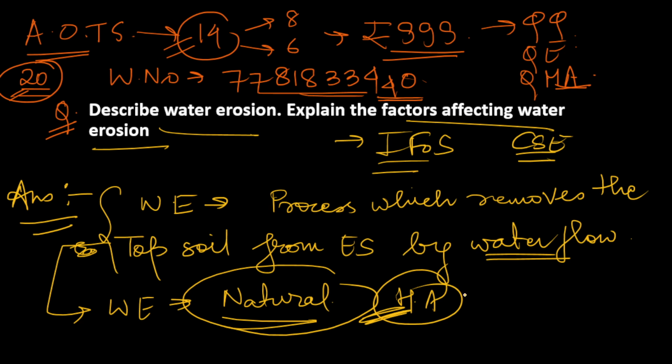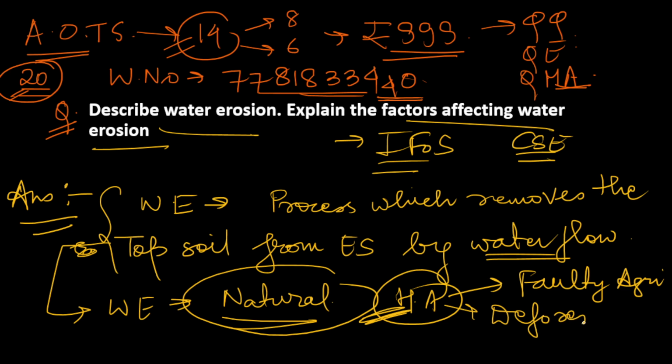What kind of human activities? Obviously faulty agriculture, deforestation, and unregulated urbanization. These are the human activities which are making water erosion a dangerous thing for our agriculture and for our survival also, because water erosion is the prime factor of erosion, and it is destroying a lot of agricultural fields. So this was the first part of the question, how you can describe water erosion. I am also mentioning the several forms of water erosion. You can mention that in your answer.